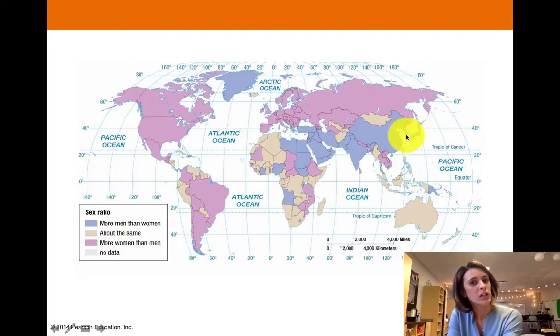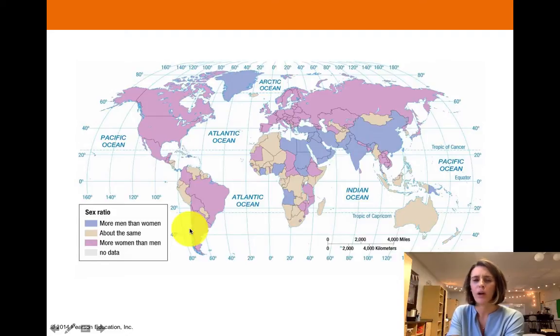I think this is really interesting if you're looking at different parts of the world and thinking about what you know about gender roles and what you know about the role of women within society. And then you can see where there are more women than there are men.